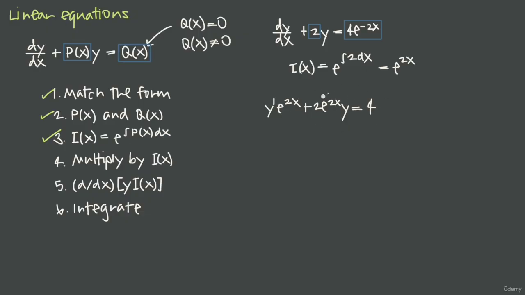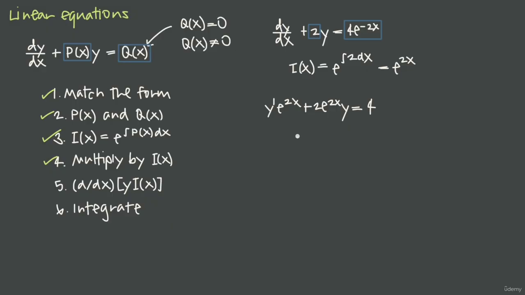Now, once we have this equation here, we can actually rewrite the left-hand side of the equation. What we notice here is that the left-hand side of the equation is actually just an expanded form of the derivative of a product. In other words, think back to the product rule for derivatives that we learned in Calculus 1.